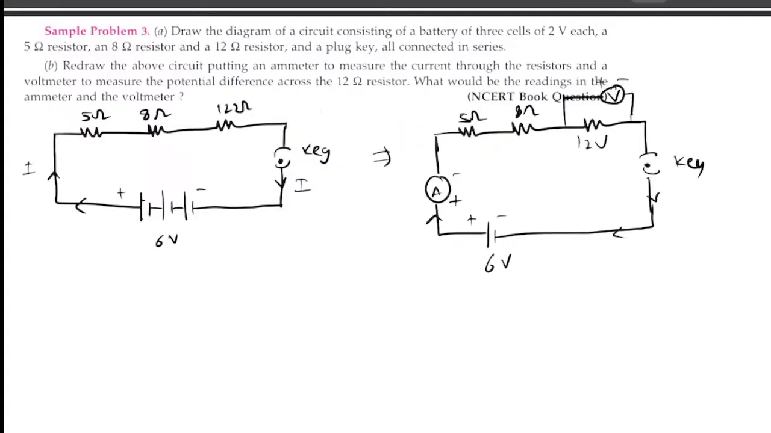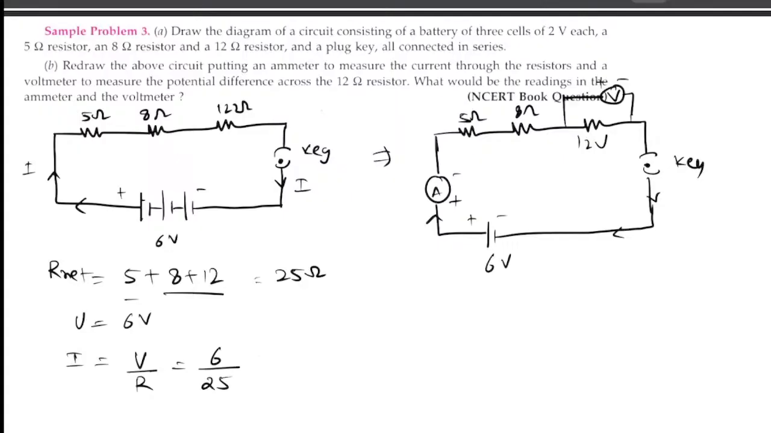Okay, so now initially we will be calculating the value of I. Yes, voltmeter value is also correct. Thank you, Tarun. R net we can calculate with the help of 5 plus 8 plus 12, so this will be 25 ohms. V is already known to us as 6 volts. I value is going to be V over R, and this will be 6 over 25, 0.24 amperes. This will be the reading of the ammeter.